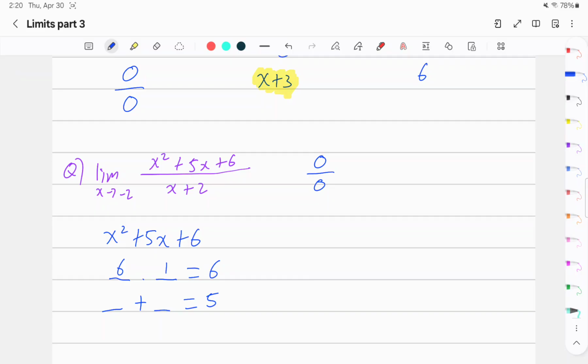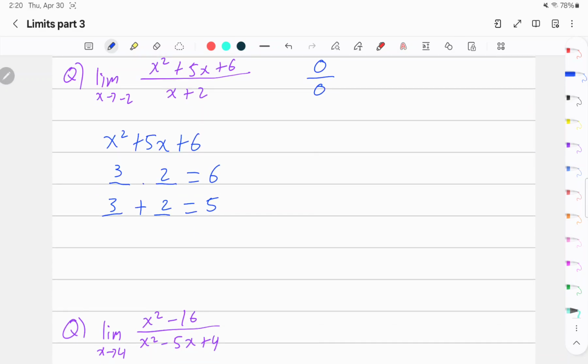We'd say any other two numbers, which are not 6 and 1. So I just take maybe 3 and 2, because 3 times 2 is 6. And guess what? 3 plus 2 is also 5. Then boom, we found our numbers. So now, instead of this 5x, I write it with these two numbers. I say x squared, and instead of 5x, I broke it into 3x plus 2x plus 6.